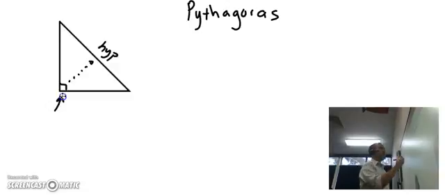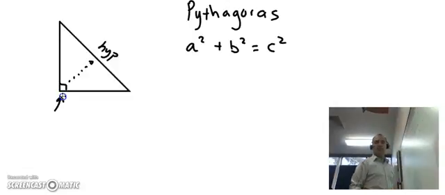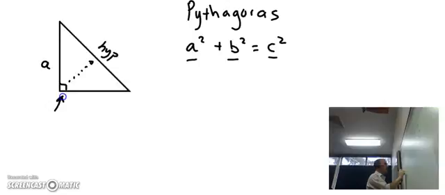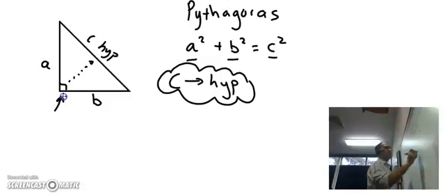Pythagoras' rule is a squared plus b squared is equal to c squared. What this means is that the two shorter sides of the triangle squared is equal to the longer side. So here, A, B, and C. C is always the hypotenuse. The longer side is always what that's equal to.